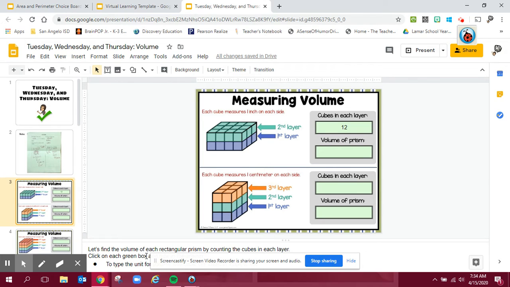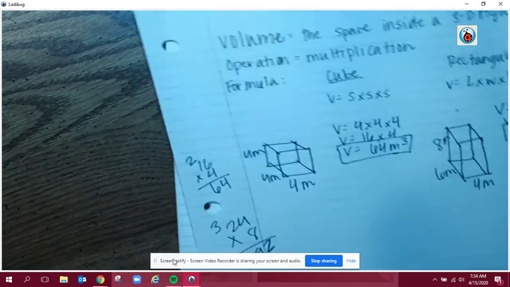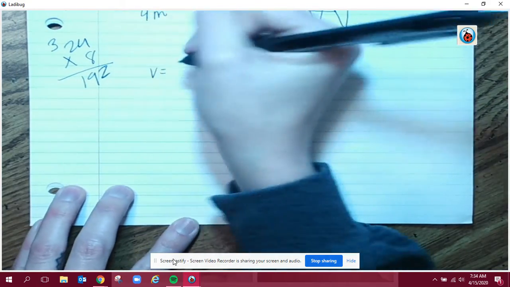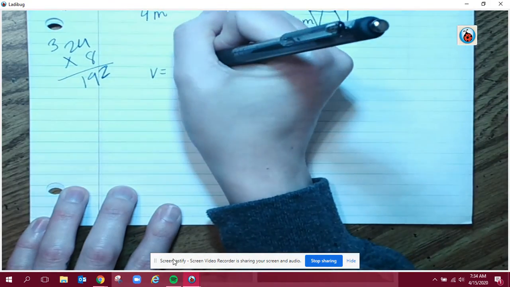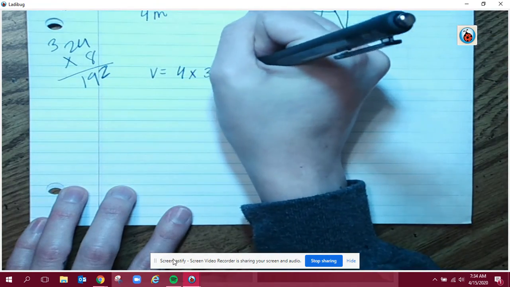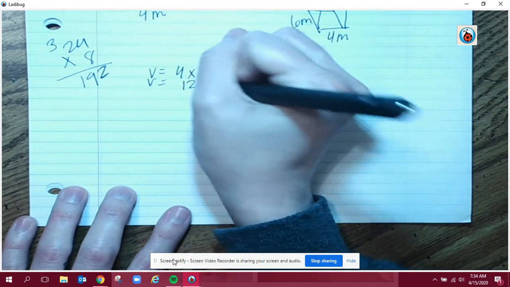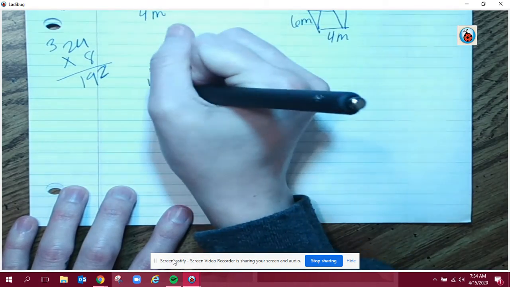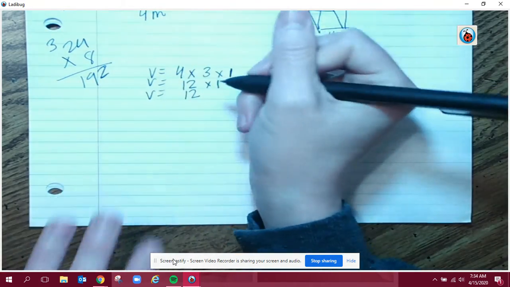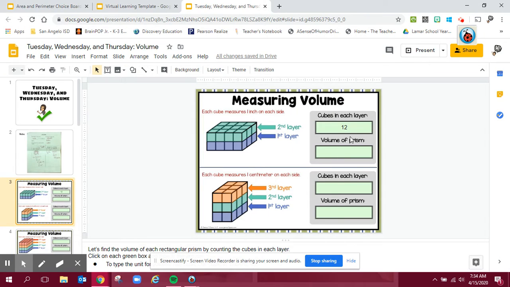Okay, so if I were to write that, and there's nothing wrong with you writing out your problems. That's a good strategy. All right, so I said my length was 4, my width was 3, and my height was 1 because I only had one layer, right? So 4 times 3 is 12. 12 times 1 is 12. So in my first layer, I have 12 cubes.